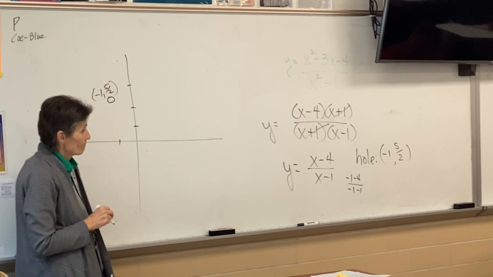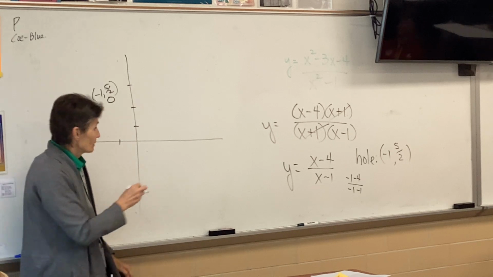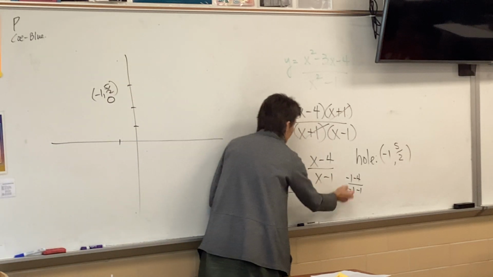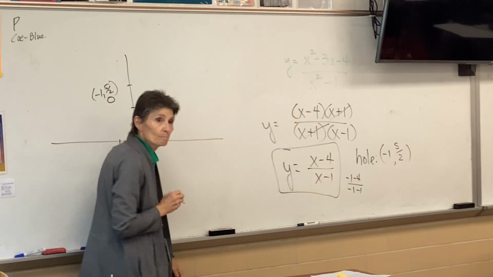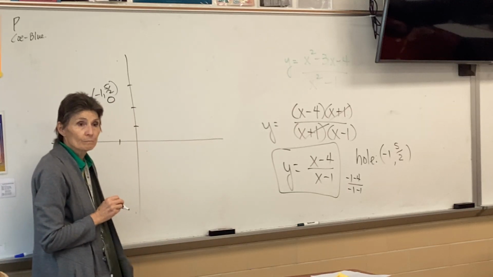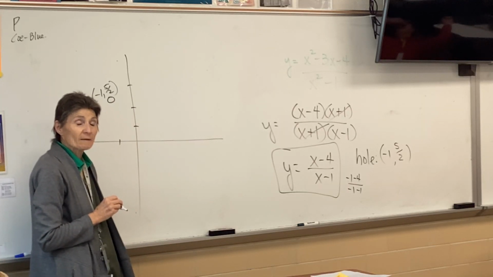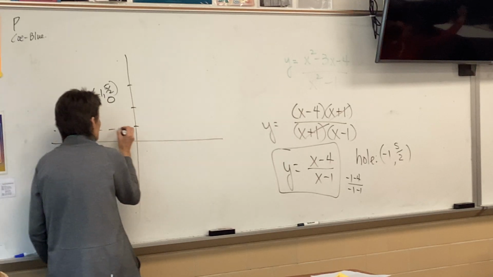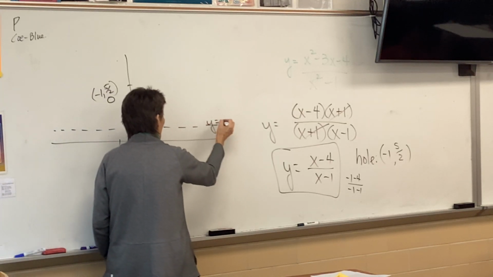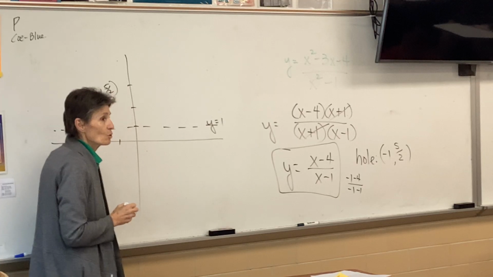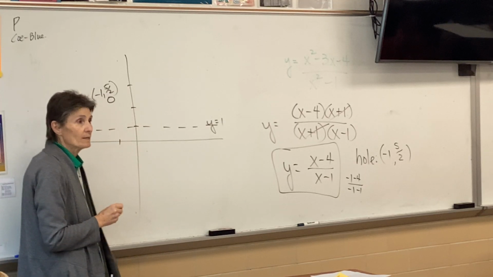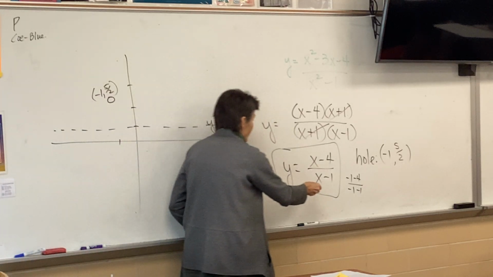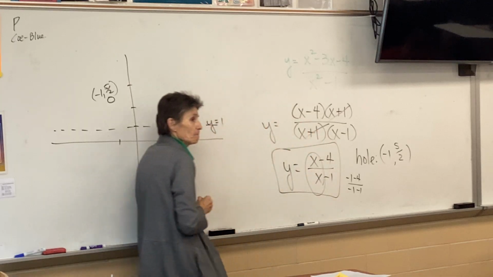Then we could do the y axis for the y, which is 1. Talking about the asymptote? Yeah. Your horizontal asymptote is y equals 1. Y is the horizontal asymptote, y equals 1. Because of this right here.